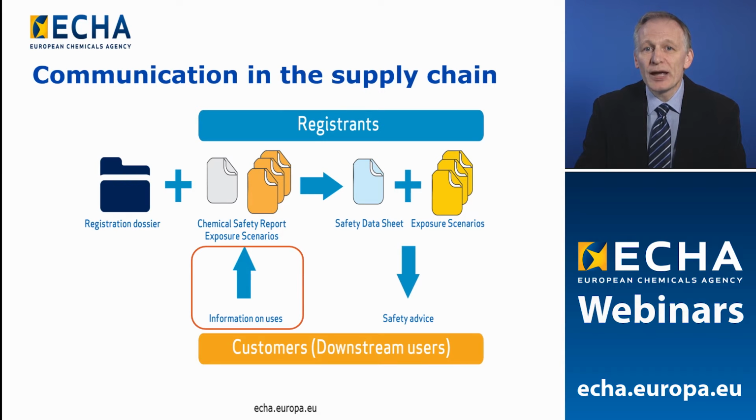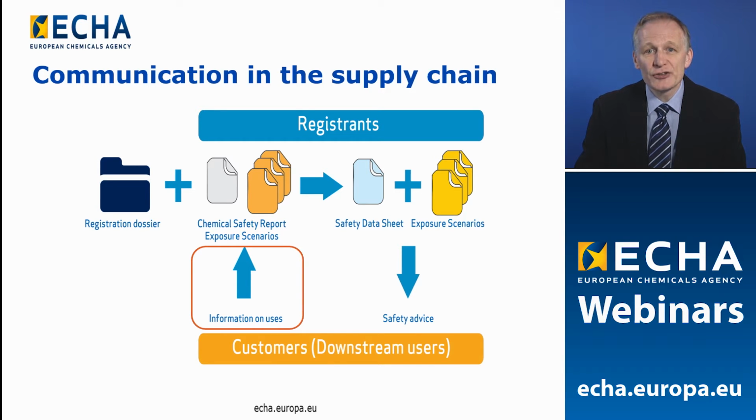So, who prepares and provides which information in the supply chain? The registrant of a substance is obliged to prepare the registration dossier, and for substances that are manufactured or imported in 10 tonnes or more per year, this includes the chemical safety report. The registrant is required to assess the use of the substance throughout its life cycle. Therefore, as a first step, he needs to gather information on the uses of his substance in the supply chain, for example, from his downstream customers.